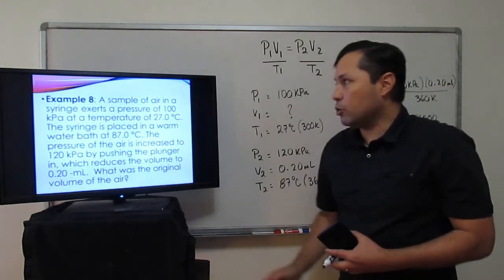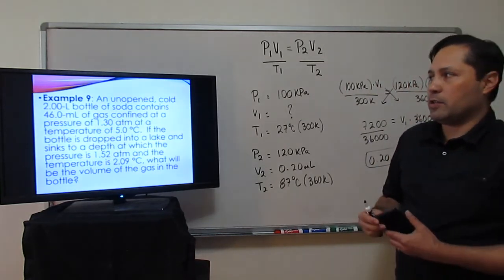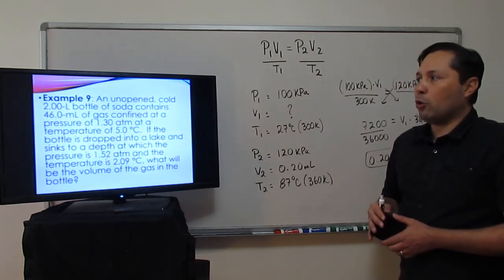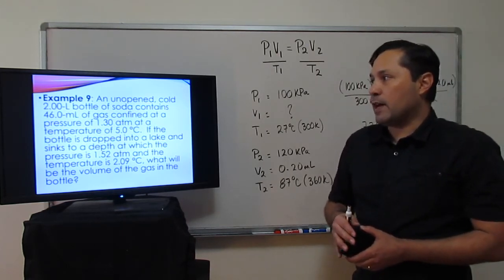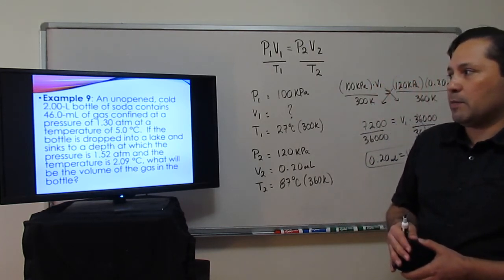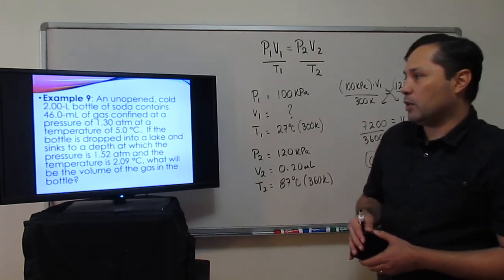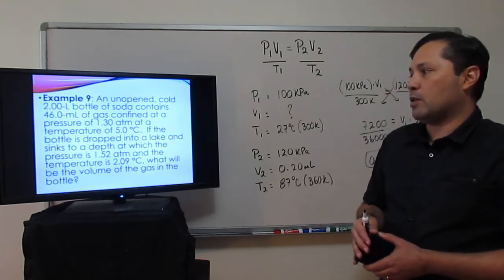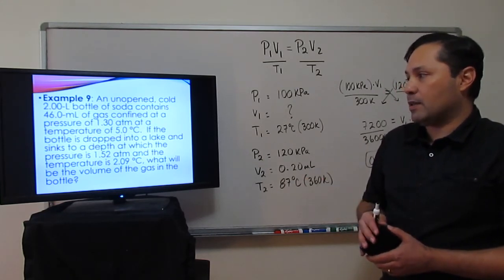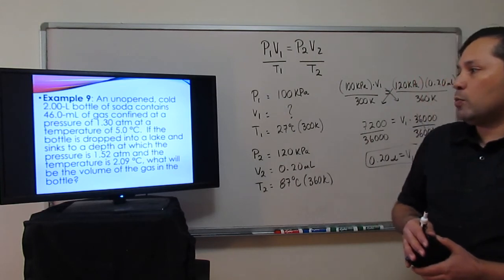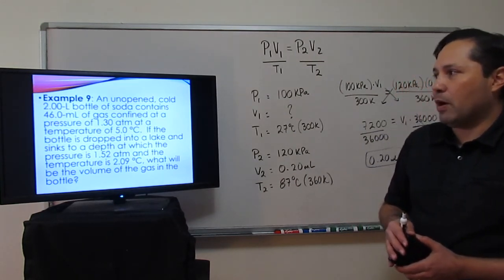Let's go ahead and move along to example 9. In example 9, they ask the following. An unopened, cold 2-liter bottle of soda contains 46 milliliters of gas, confined at a pressure of 1.3 atm at a temperature of 5 degrees Celsius. If the bottle is dropped into a lake and sinks to a depth at which the pressure is 1.52 atm and the temperature is 2.09 degrees Celsius, what will be the volume of the gas in the bottle?